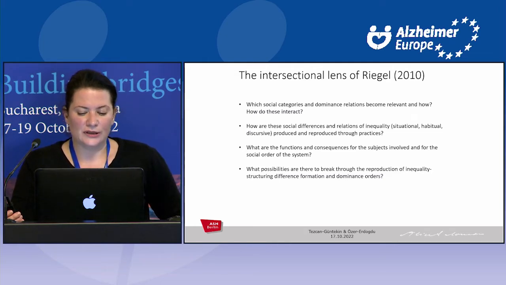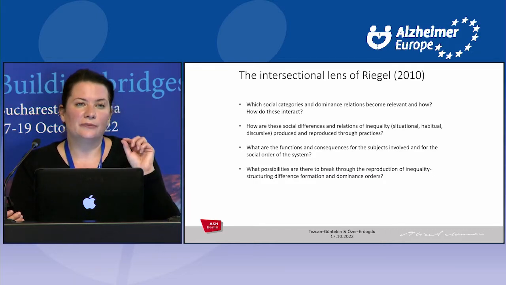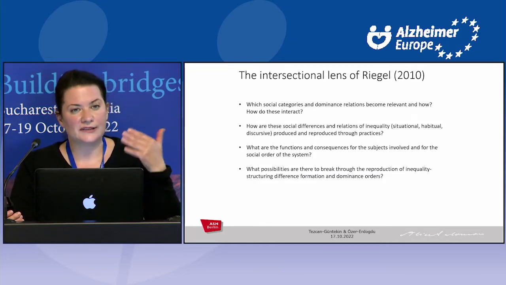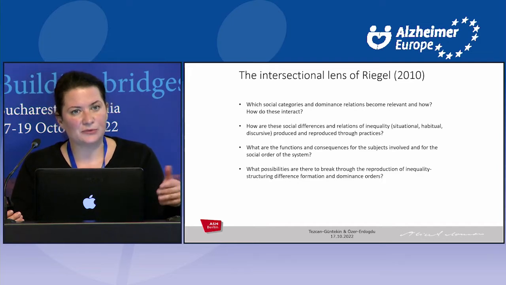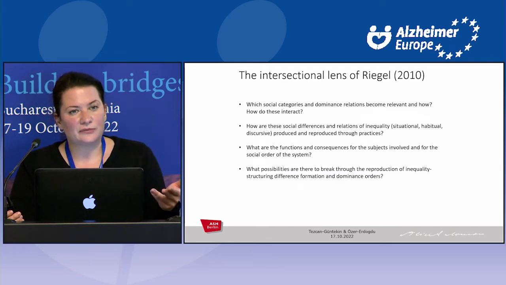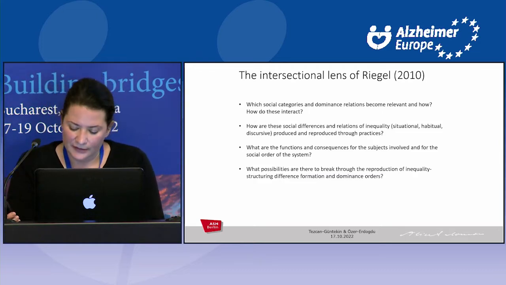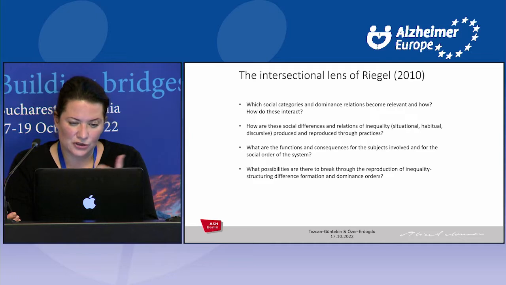formation and dominance orders? So this intersectional lens of Riegel fits very good for a secondary data analysis because it is additional. And you can combine this with other reconstructive qualitative methods. It is very open to this mixed methods approach. And today I will show you how we work with it.